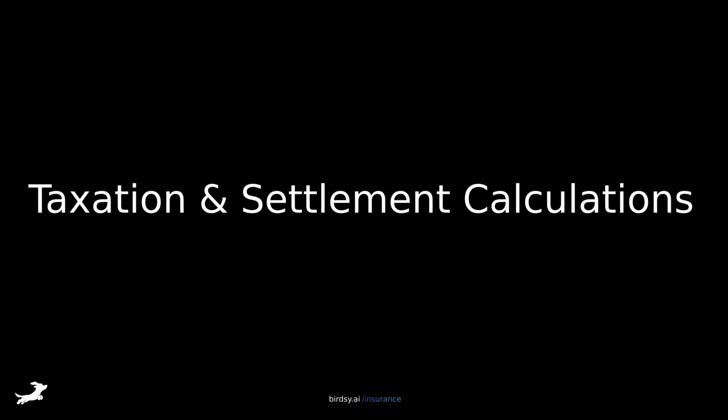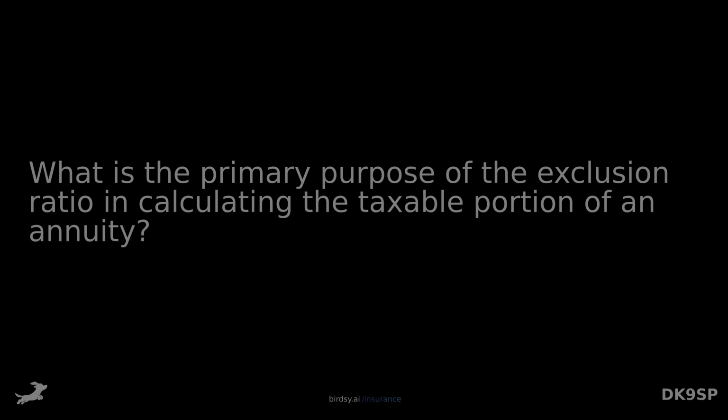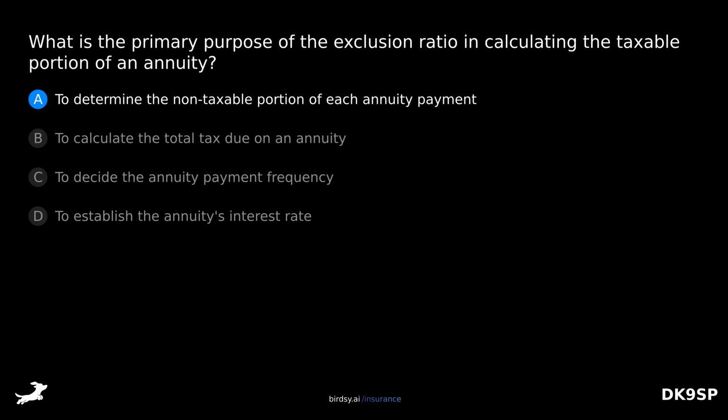Taxation and settlement calculations. Taxable portion of annuity or settlement. What is the primary purpose of the exclusion ratio in calculating the taxable portion of an annuity? Is it A, to determine the non-taxable portion of each annuity payment? B, to calculate the total tax due on an annuity? C, to decide the annuity payment frequency? Or D, to establish the annuity's interest rate? The answer is A, to determine the non-taxable portion of each annuity payment.